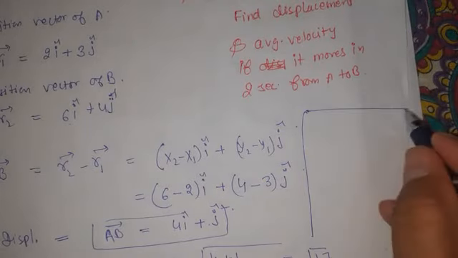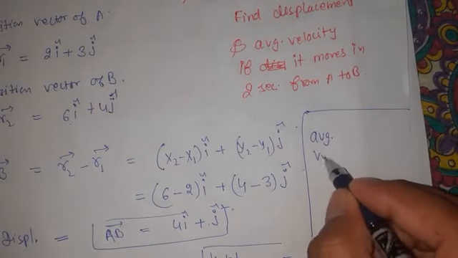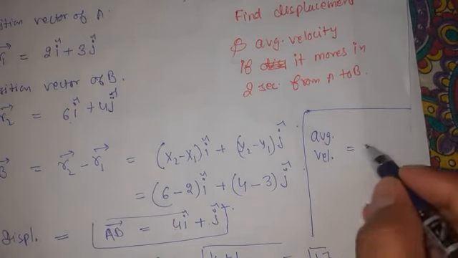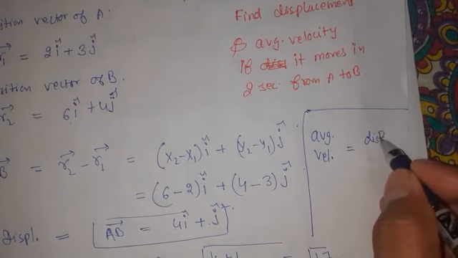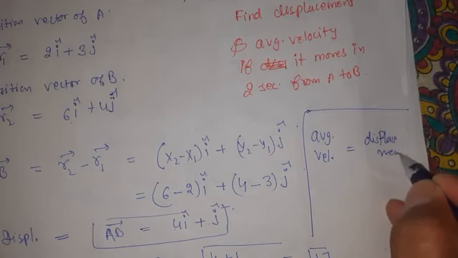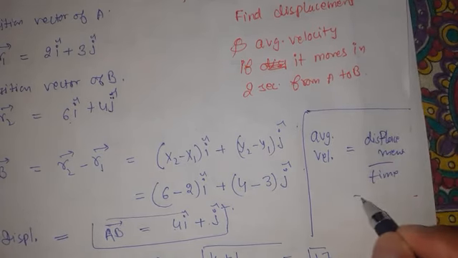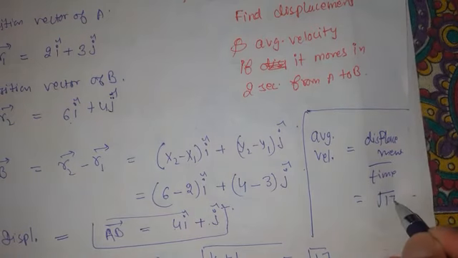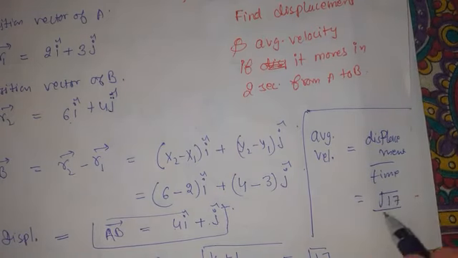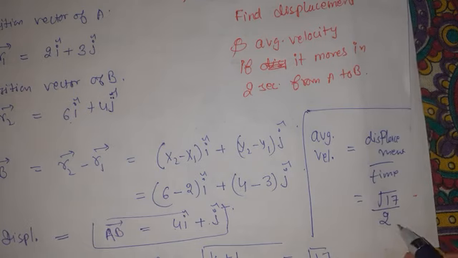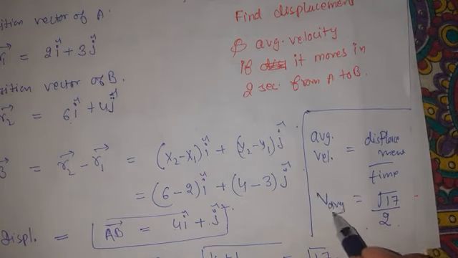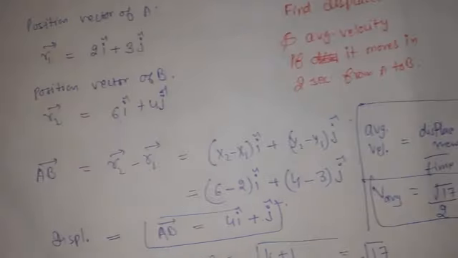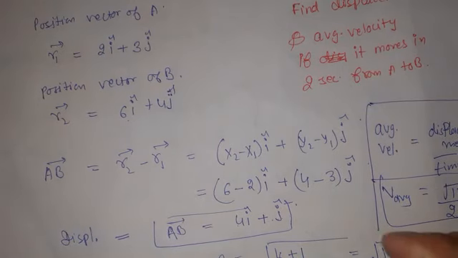So thus average velocity, what it will be, average velocity, so it is that displacement upon time. ठीक है, तो displacement हमारे पास कितनी बनी, so this is there root 17 upon that time, so how much time it has gone from A to B, so it is 2 seconds. Therefore this is average velocity. Okay, this is average velocity which we have calculated.